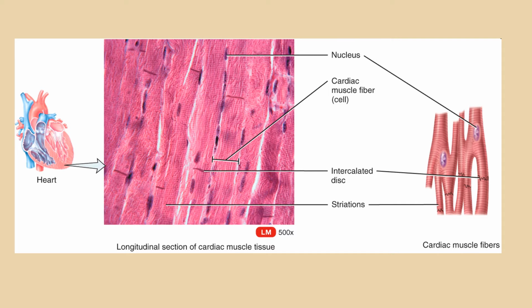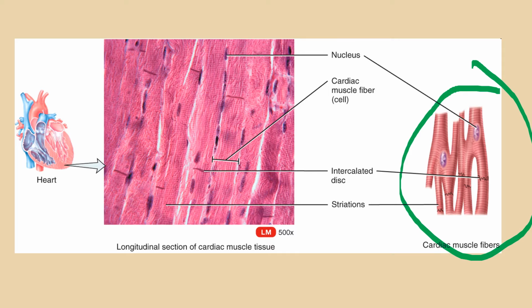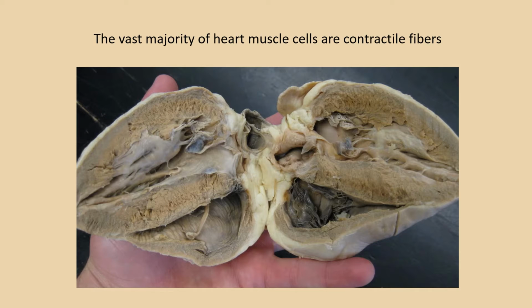This is what heart muscle tissue looks like when viewed with a light microscope. Heart muscle cells, unlike skeletal muscle cells, are branched. We can see in this diagram over here that the cells are not just long cylinders, but they're long cylinder-ish, and they branch or they fork. This is a fork in one cell. These are contractile fibers. They make up the majority of cells in the heart. So if you've ever dissected a heart, most of these cells here are contractile fibers.